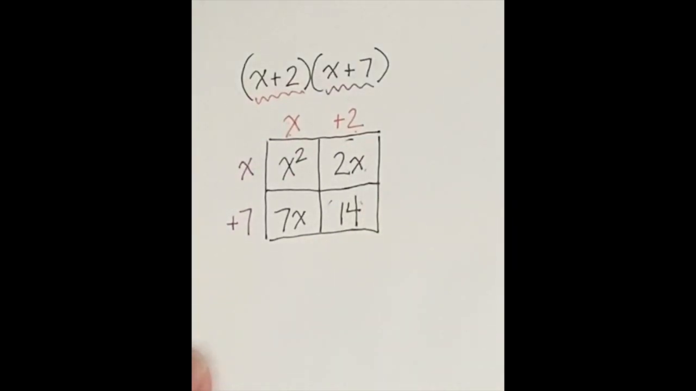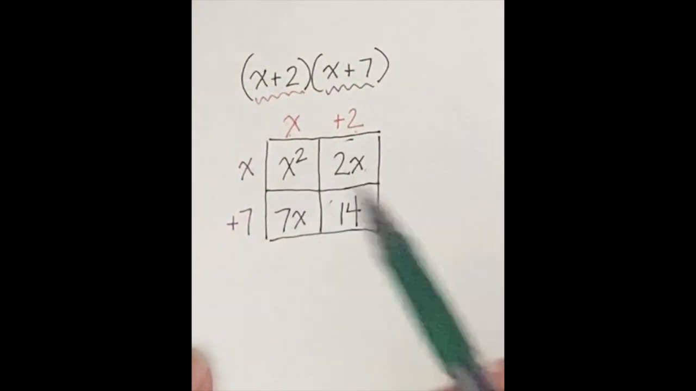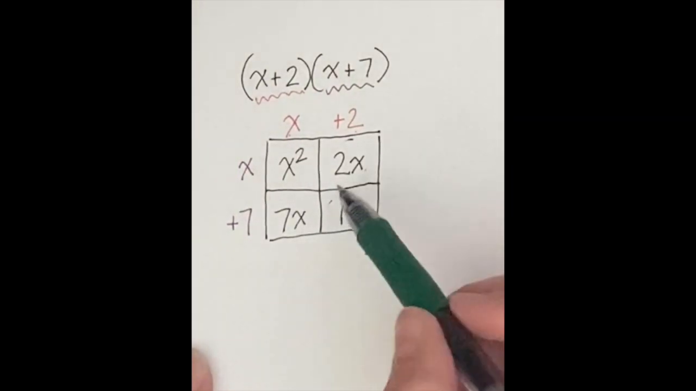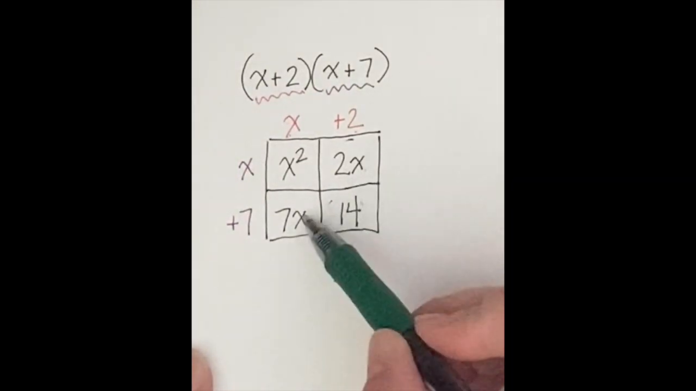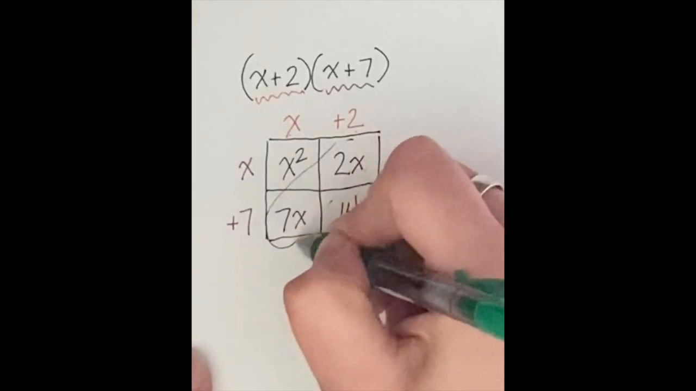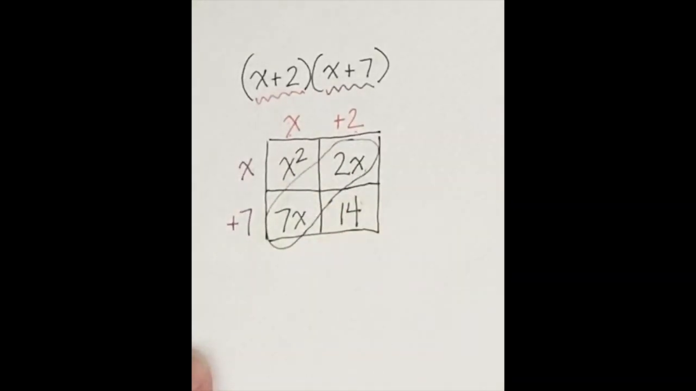Now, you have all of the makings of a final answer, but maybe not necessarily your final answer. You need to make sure that you are looking for any like terms. All right, so I see an x squared in the top left, but I don't see any other x squares. I see an x term here and another x term there. So I need to make sure that I combine these. And then a plain old number of 14.